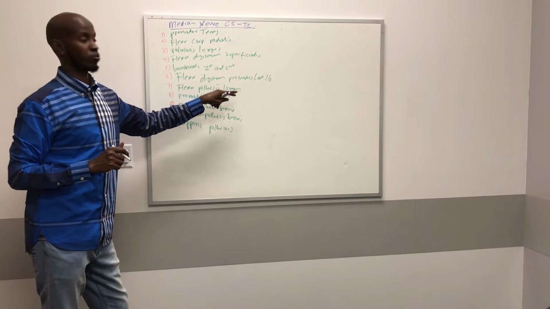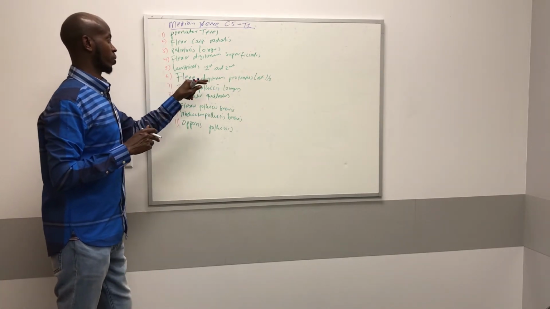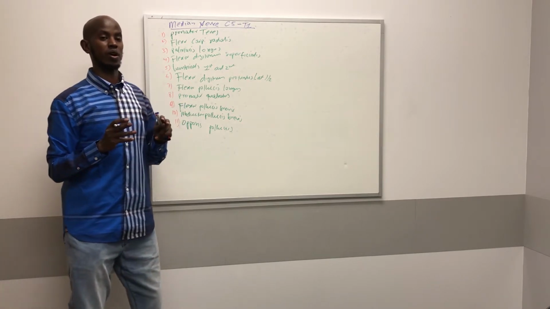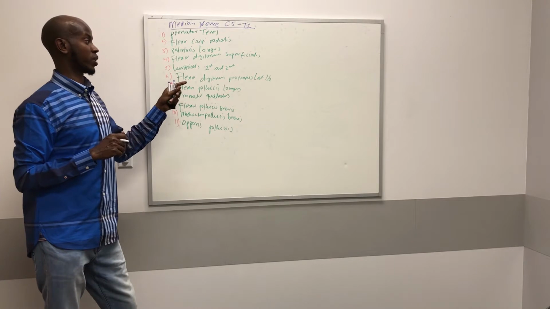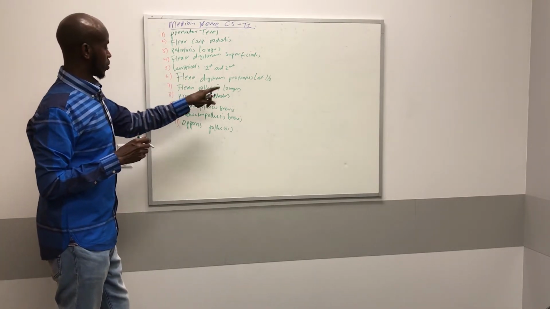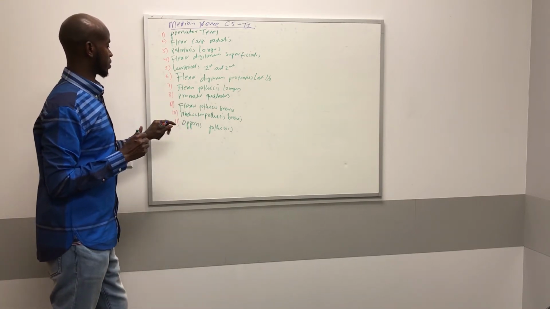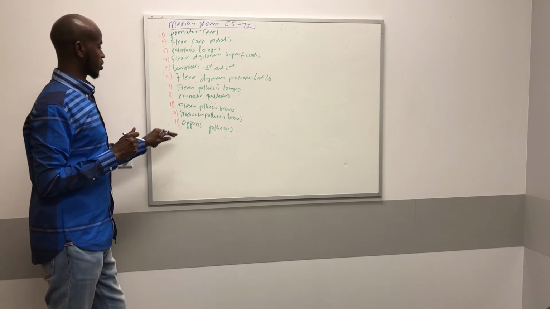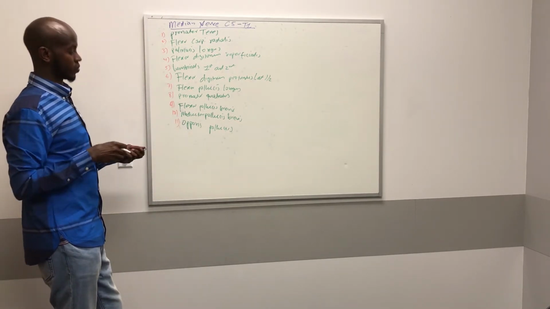Flexor digitorum profundus, lateral half. Again, flexor digitorum profundus is a muscle supplied by both the ulnar nerve and the median nerve. So the median nerve supplies the lateral part of it. Flexor pollicis longus, pronator quadratus, flexor pollicis brevis, abductor pollicis brevis, opponens pollicis. Those are the 11 muscles that are supplied by the median nerve.